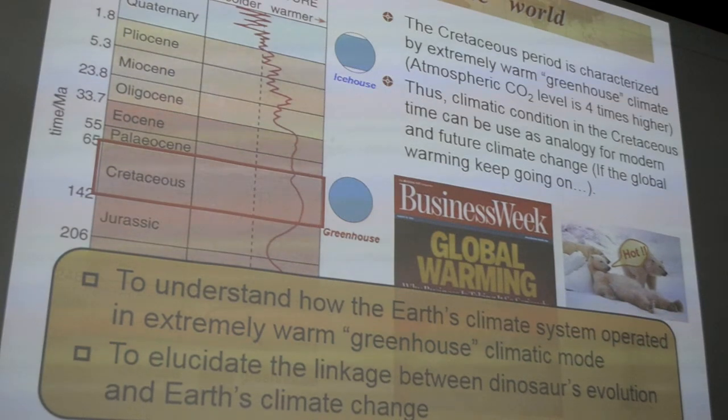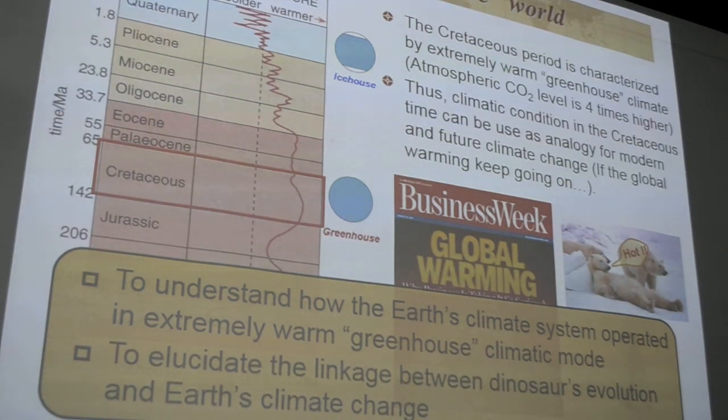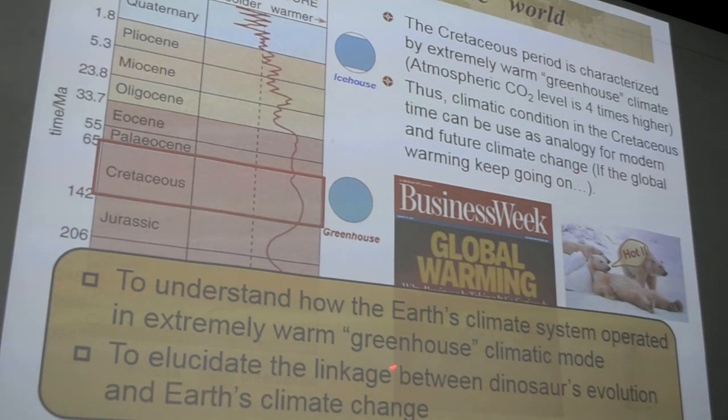So this is my overall research target. First is to understand how the Earth's climate system operated during the extremely warm greenhouse climatic mode. That is one I'm interested in. And also to elucidate the linkage between dinosaur evolution and the Earth's climatic change.